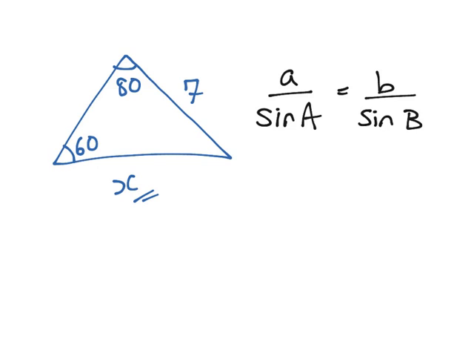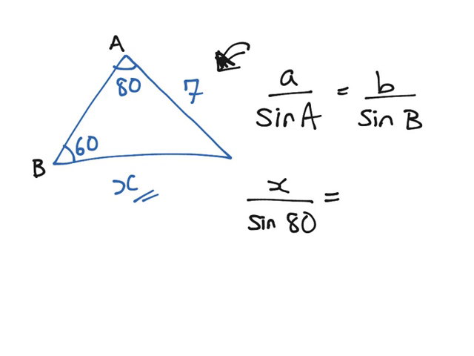Once you have the sine rule, you apply it to your triangle and try to fill in all the values that you know. If we take this as side A and this as side B, then sine A is sine 80, and A is equal to x, the value that we want to find. Side B is equal to 7, and sine B is sine 60.